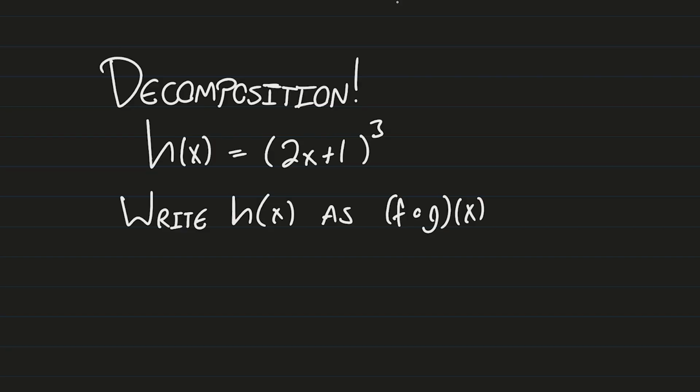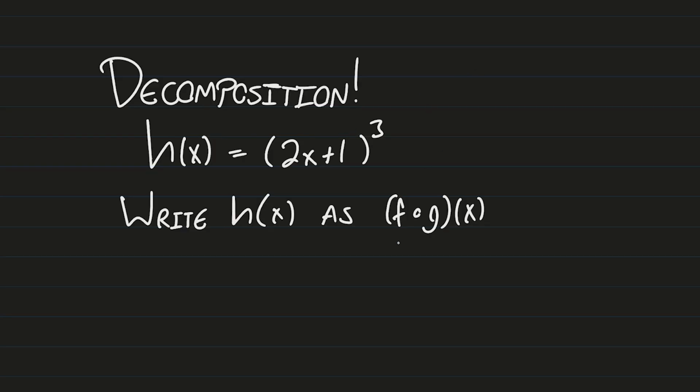So, let's talk about decomposition. When we were composing functions, we were given an inner and outer function, and then we combined them together. This one, we're given an already combined function, and we must determine what our inner and outer functions are. In this case, we have h of x equals the quantity 2x plus 1 cubed. In this example, it's quite easy to see what is your inner and outer function. You can see your outer function probably has to do with this cube, and your inner function is probably what's in here. So let's write them as an inner and outer function.